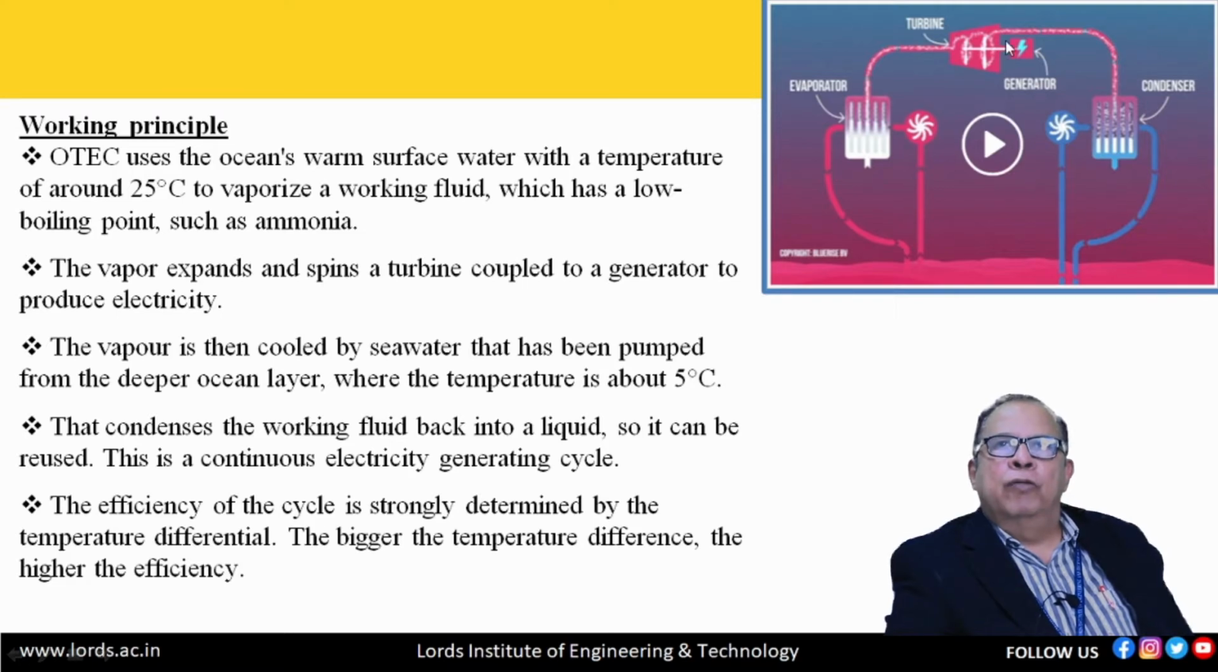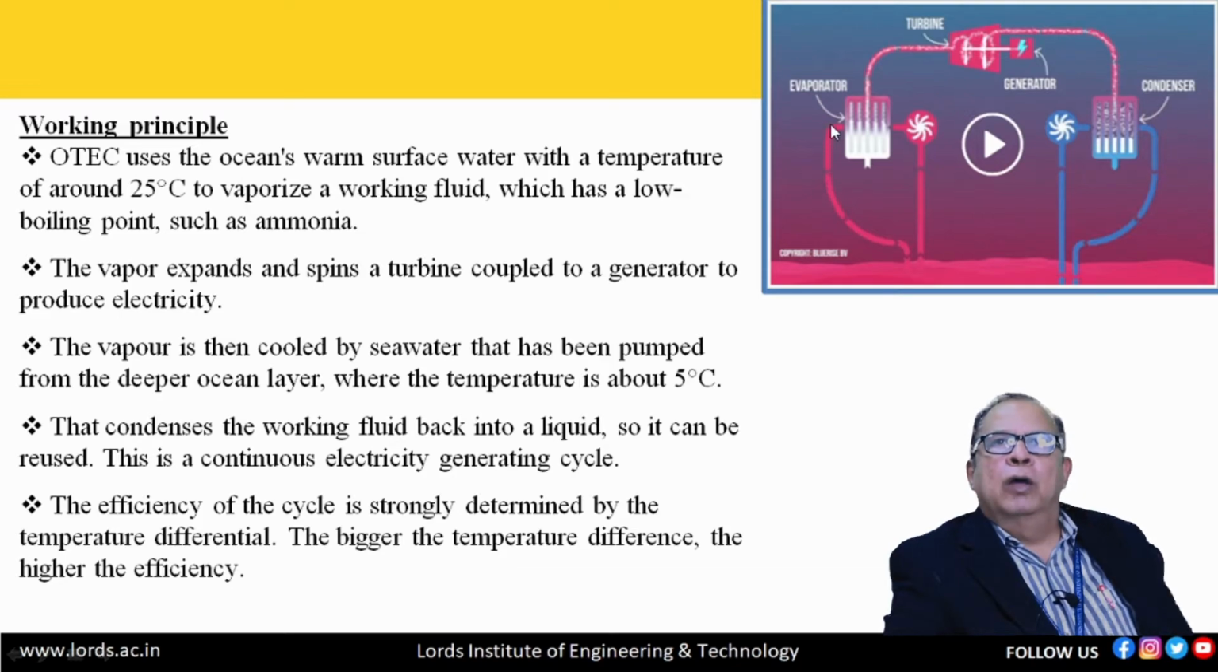The turbine will be rotated, and we know the turbine is connected to the generator to generate electrical power. And then the vapor which has been exhausted here goes to the condenser, and from the condenser it becomes liquid, and then again it goes to the evaporator, where it expands because of the surface water temperature. And here, you can see this red pipe. This is the hot water, that means 25 degrees centigrade warm water.